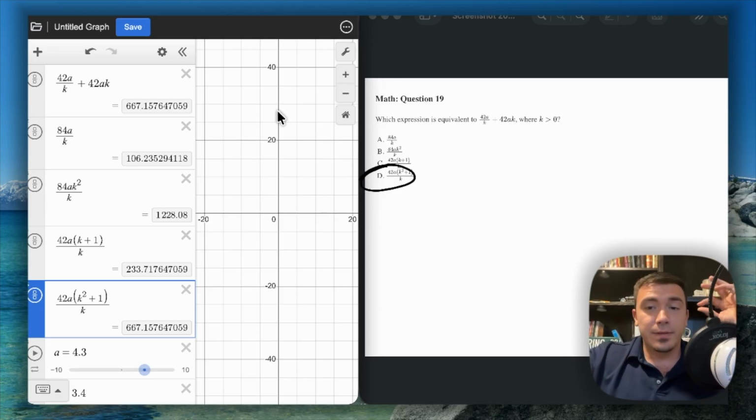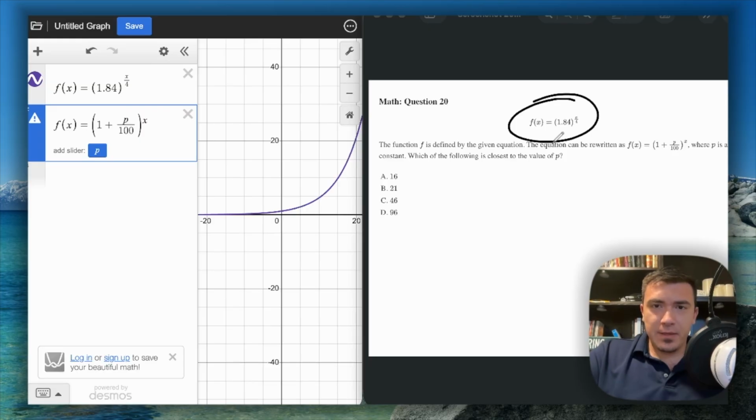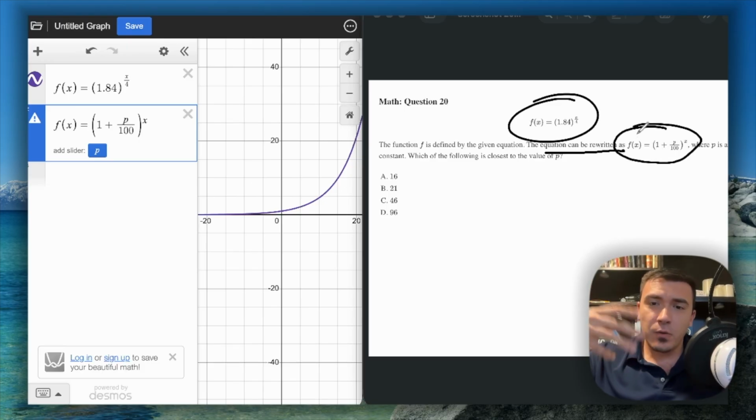Now, that was the first method when they're constants. So here's what to do when you have variables. In this problem, I'm given this equation for f of x, and then I'm told that it can be rewritten just like this. The fact that an equation can be rewritten reminds me of equivalent expressions. It's just another way of writing it, meaning they have to be equivalent, they have to be the same thing, right?